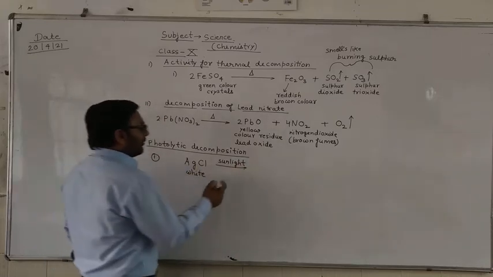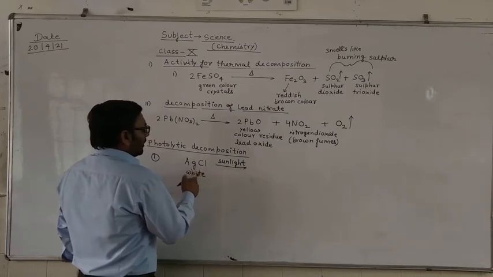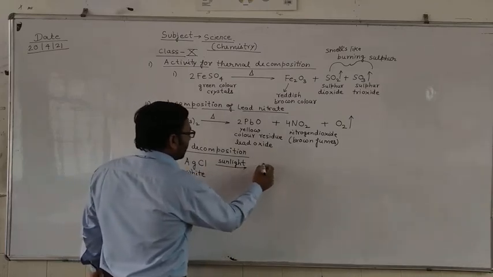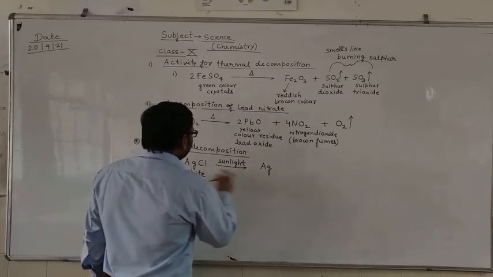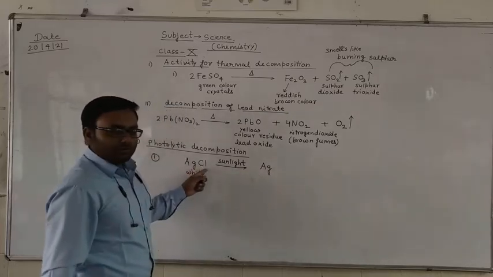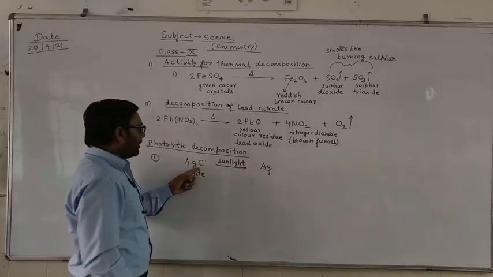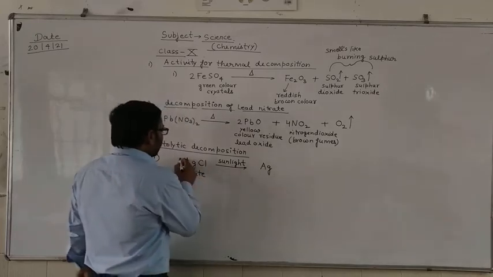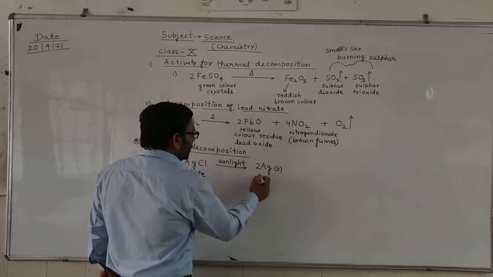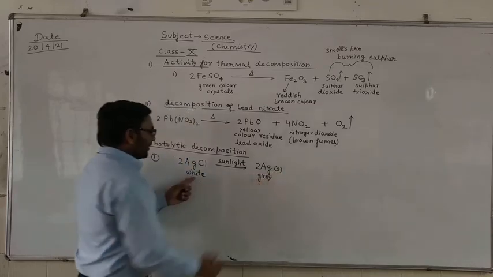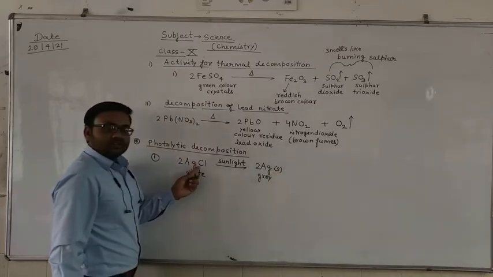After some time, you will see that this white color will change into grey color. The substance will get converted into grey color. That means the AgCl has decomposed in the presence of sunlight, and on decomposition it gives silver, which is a solid of grey color. So white color will change into grey color, which means decomposition is taking place.